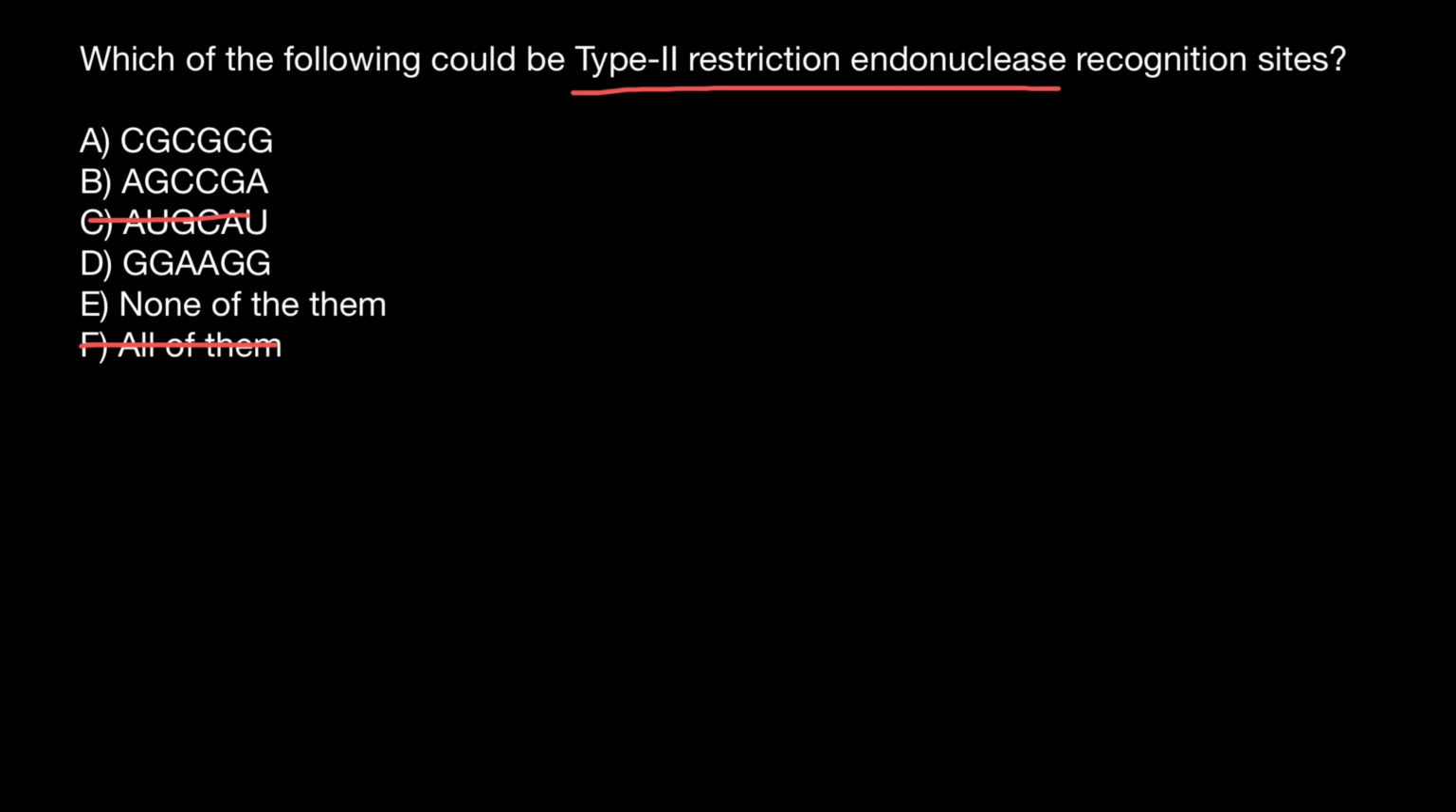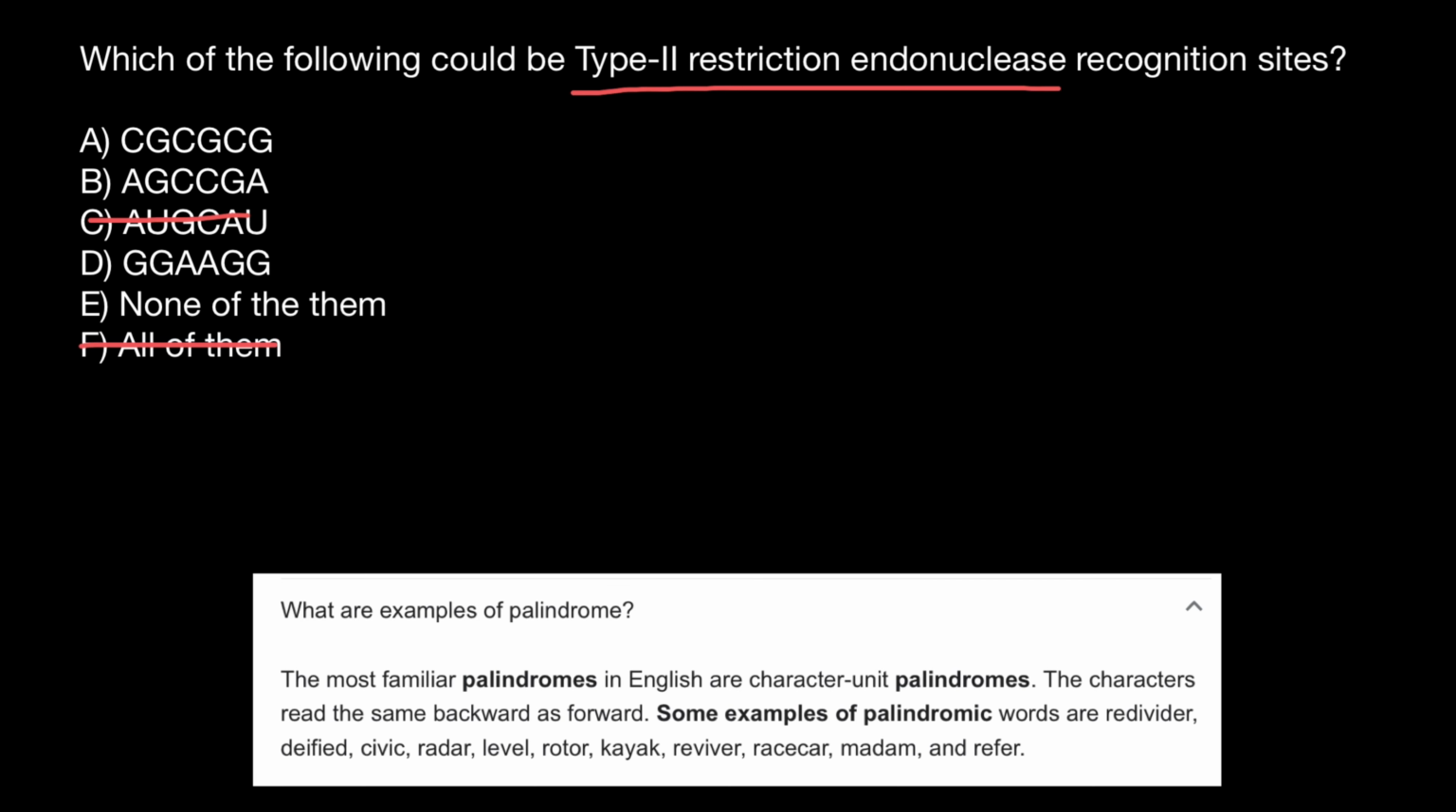Now let's talk about the greatest mistake that probably most of you would make when solving this type of problem: thinking that a palindromic sequence is the same as what you already know from, for example, English grammar, which tells us what examples of palindromes are. The most familiar palindromes in English are character unit palindromes. The characters read the same backward and forward. Some examples of palindromic words are as follows: civic, radar, level, rotor, kayak, and so on. So you see that we can read these words forward and backward, and it's going to be the same word. Many people think that in genetics we also consider palindromic sequences which we can read forward and backward the same way. But this is going to be the biggest mistake.